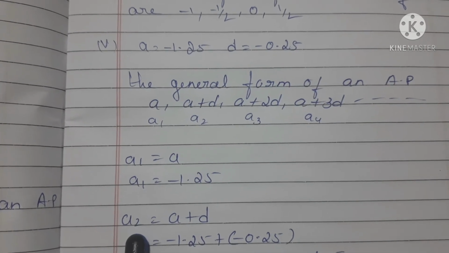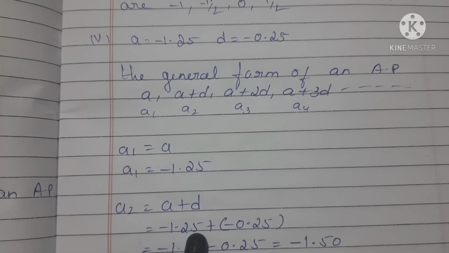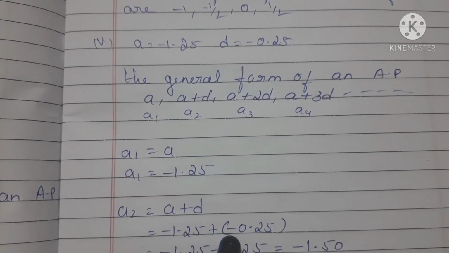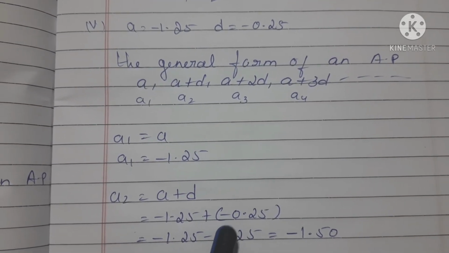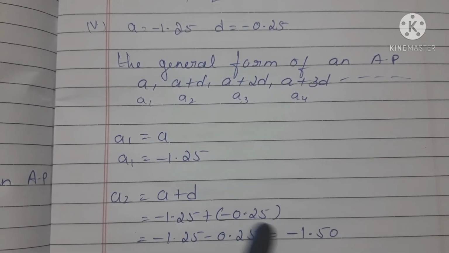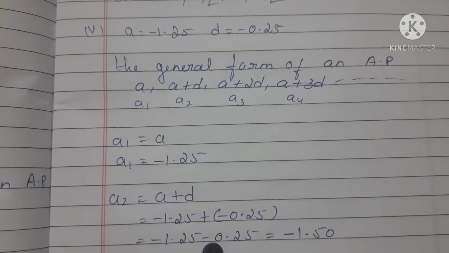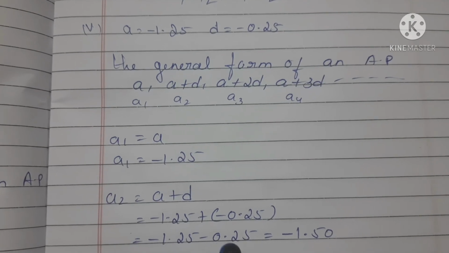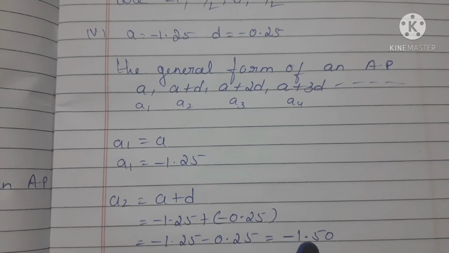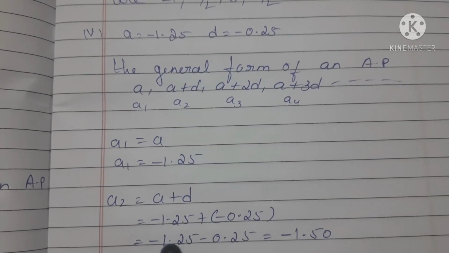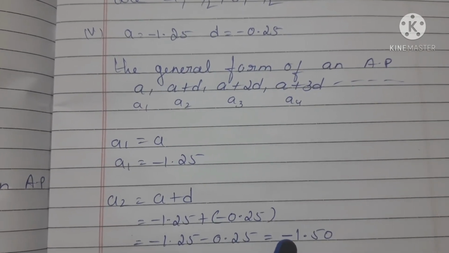Now, a2 is equal to a plus d. Here a value is minus 1.25 plus d value is minus 0.25. Here minus 1.25, here plus into minus, minus 0.25, both the values have minus. Now both the values having minus sign means we should add these two values. That means 1.25 plus 0.25 is equal to 1.50. Both the values having minus sign means we should add these two values, but we should put minus.